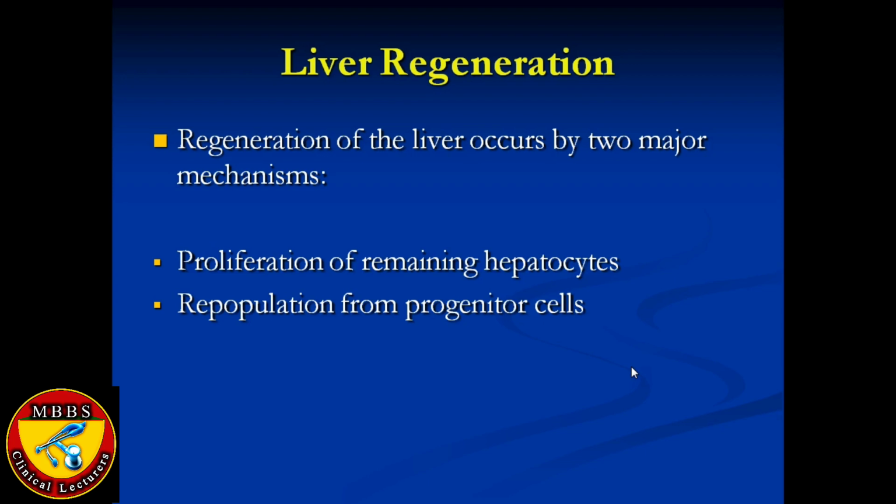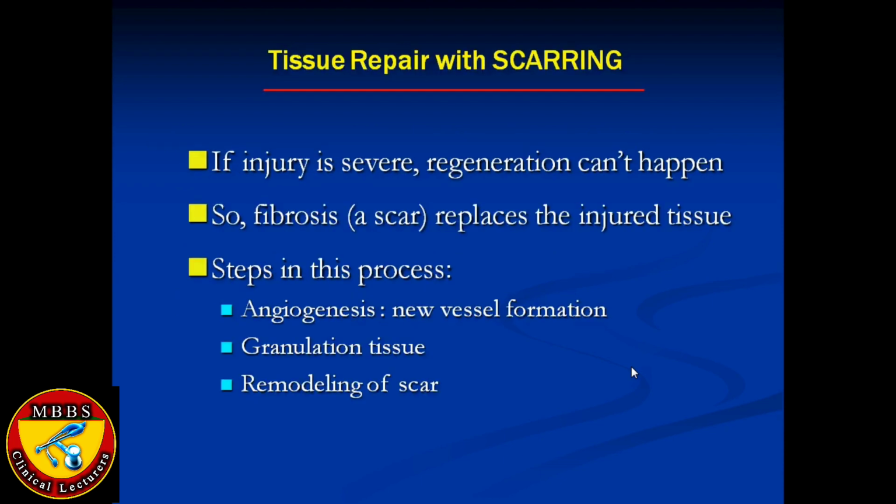So we can see that for regeneration, even in cases of liver, two things are important: proliferation of the remaining hepatocytes and also repopulation from the progenitor cells. What are the progenitor cells? The stem cells.